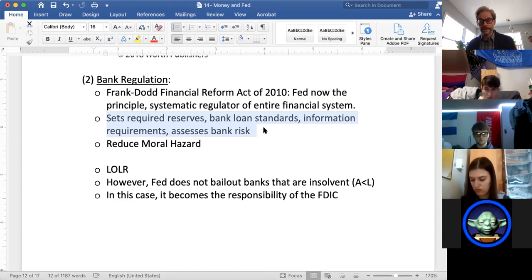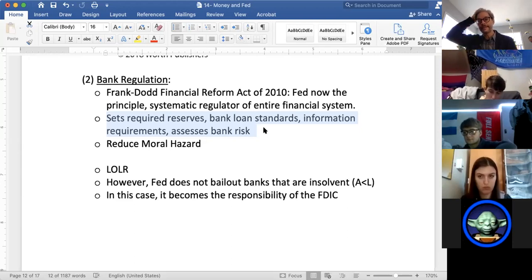Now, I do want to be clear about this. The Fed doesn't have to lend to a bank. But if the Fed doesn't lend, that bank is going to go out of business. And often when banks go out of business, it becomes the responsibility of the Federal Deposit Insurance Corporation. It's the FDIC that then bails out depositors and closes up the bank and lets that bank go out of business, right?